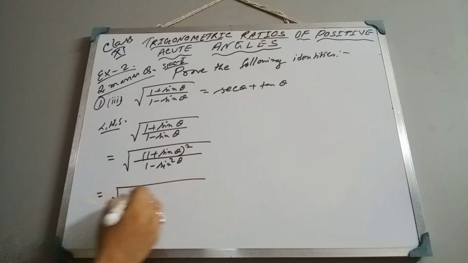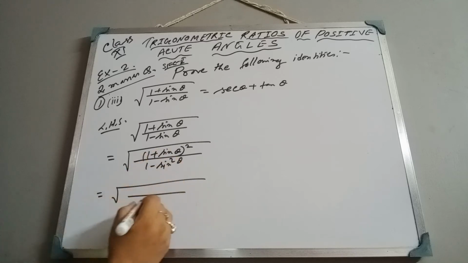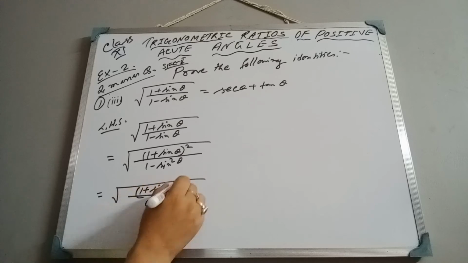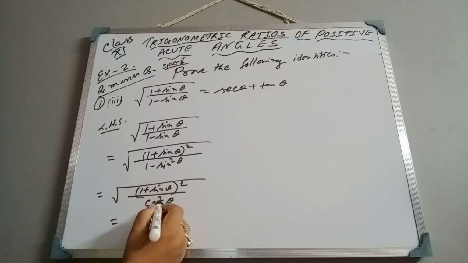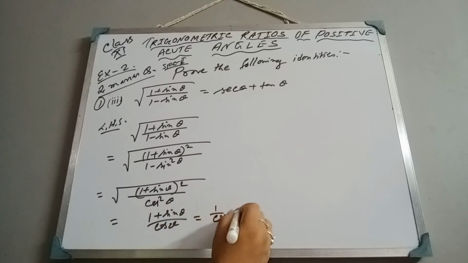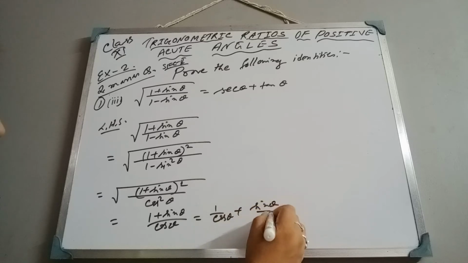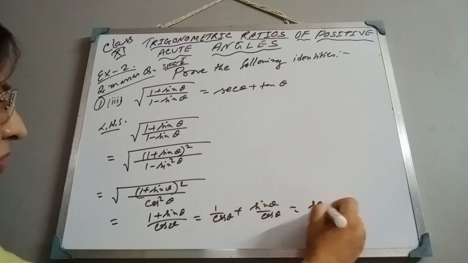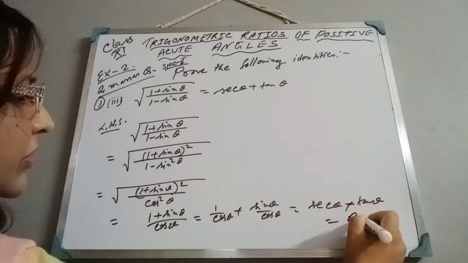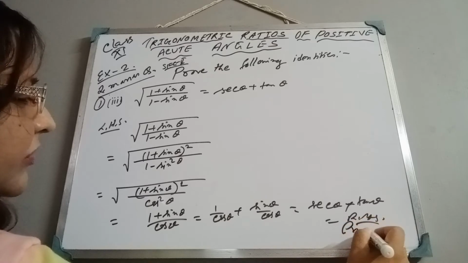1 minus sine square theta means cos square theta, and this is 1 plus sine theta whole square. As this is square and this is also square, without the square root we can write only 1 plus sine theta by cos theta. Now just break it: 1 by cos theta plus sine theta by cos theta. 1 by cos theta we know is equal to sec theta. Sine by cos we know is equal to tan theta, which is equal to the right hand side. That is also proved.